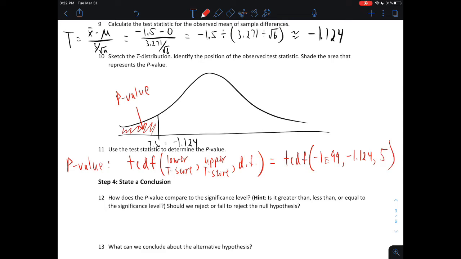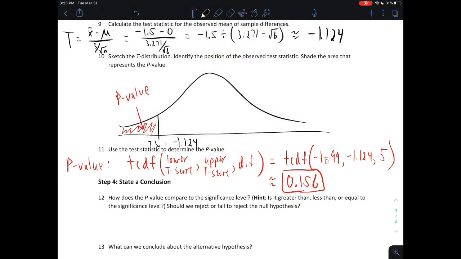Remember, we can also use the t-test under the tests function with stats. Enter in your mean and standard deviation and your sample size, and you can get the same answer for the p-value. You should get approximately 0.156 as your p-value.